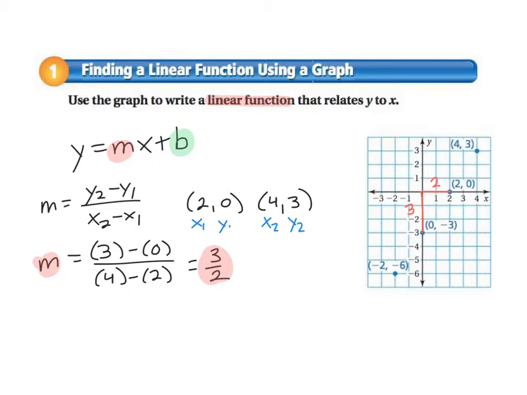So here we can tell that by looking at the graph. Our b value is going to be our y-intercept, which is where our graph crosses our y-axis. So it crosses right here. You can also tell a y-intercept because it occurs when x is equal to 0. So I can see that our b value is going to be negative 3.